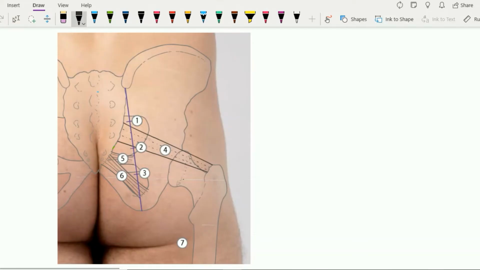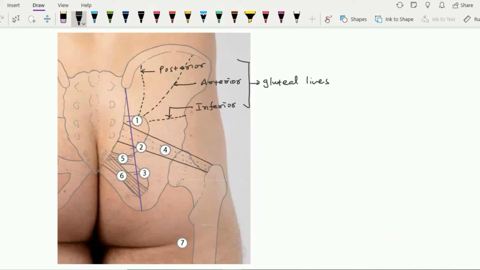Now let's see the first muscle, the gluteus maximus muscle. It is the most superficial and the largest muscle of the gluteal region. Before explaining the origin of the gluteus maximus muscle, let's see the gluteal surface of the ilium, having three gluteal lines. Out of them, one is the posterior gluteal line, one is the anterior gluteal line, and one is the inferior gluteal line.